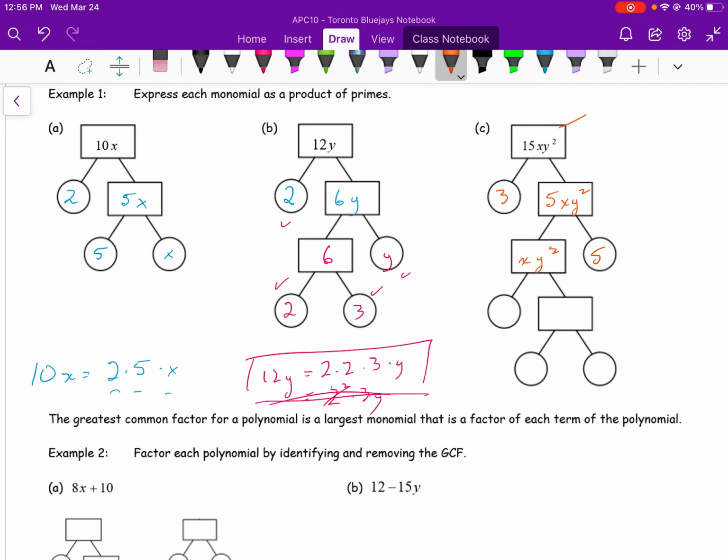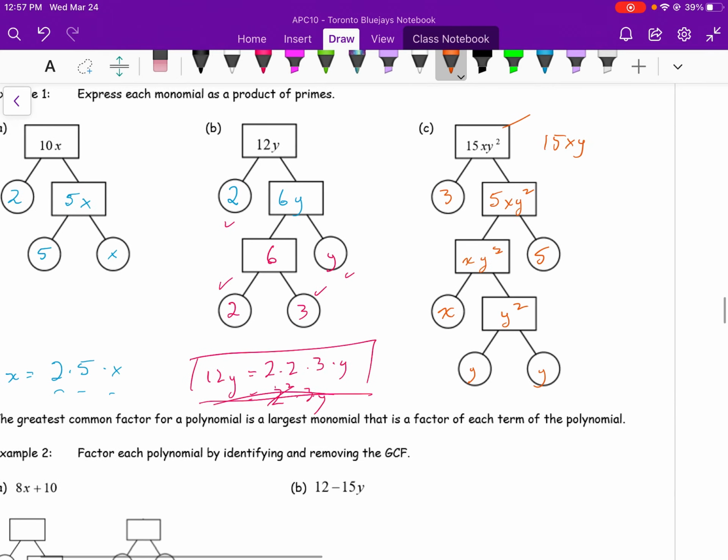And I'm breaking this up using a factor tree. But now I have xy squared, and I need to pull out a prime factor. Well, x would be a prime factor. X times y squared gives me xy squared. Now, what 2 items multiply together to give you y squared? Well, it's y and y. So really, 15xy squared, I can think of that as 3 times 5 times x times y times y. And in fact, what does y squared mean? It really means y times y. All right.